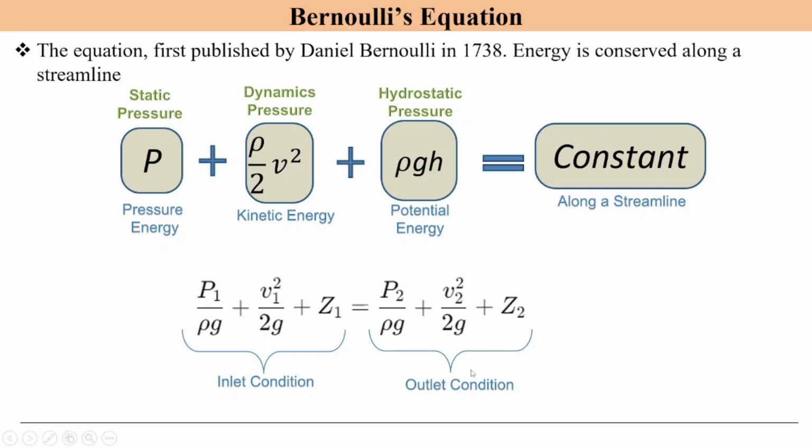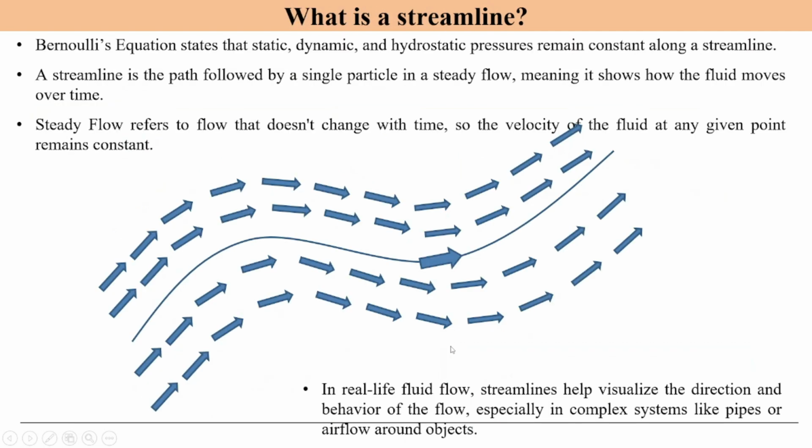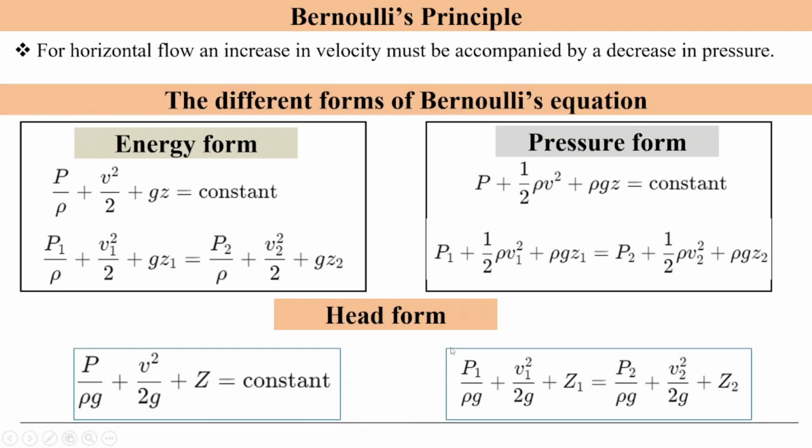So if we move further, as I said, we are defining Bernoulli's equation in different ways. First, the energy form: dividing by rho, P by rho plus V square by 2 plus Gz is equal to constant. So this is the energy form of Bernoulli's equation.